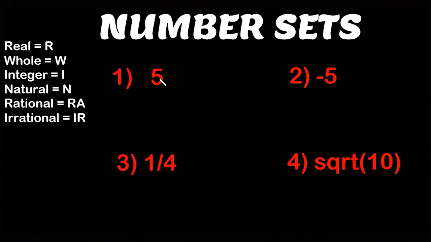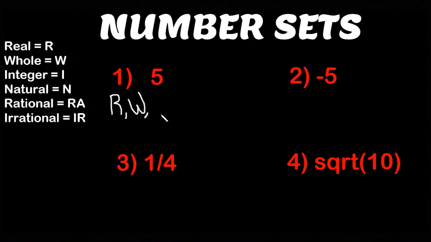So if we do number 1, we have 5. So is 5 a real number? 5 is a real number, right? It falls on the number line. That means it's going to be a real number. So I'm going to put R here. Okay, how about whole? Is it a whole number? Well, yeah, it is a whole number. Remember, whole numbers are simply positive numbers that cannot be decimals, and it does include 0. So it is a whole number.